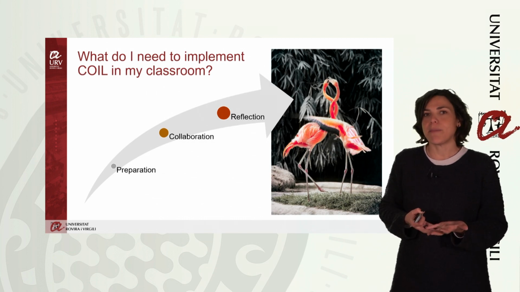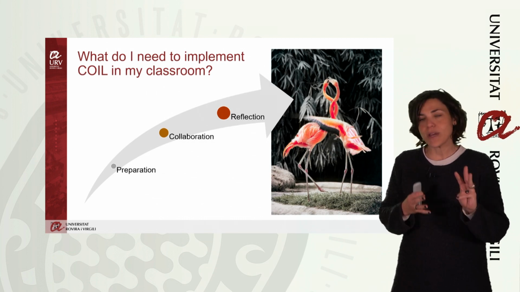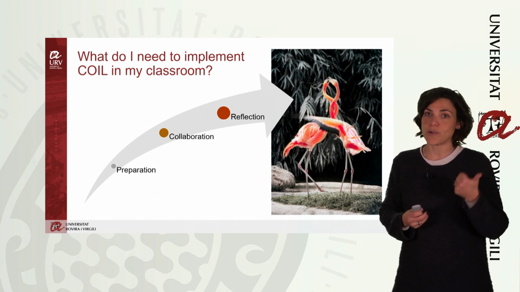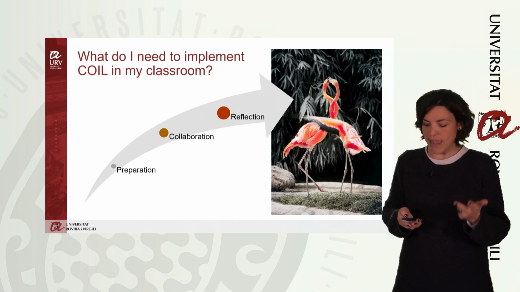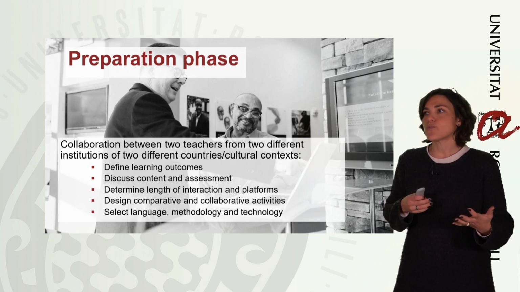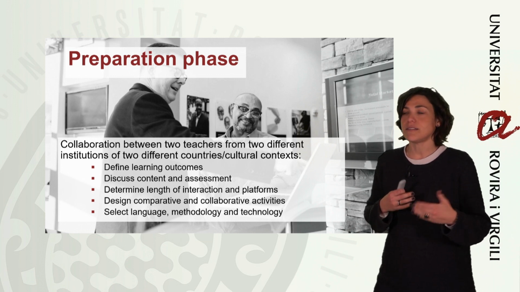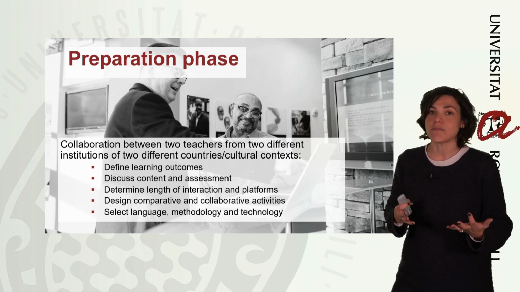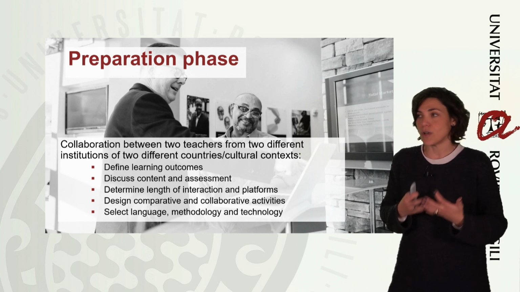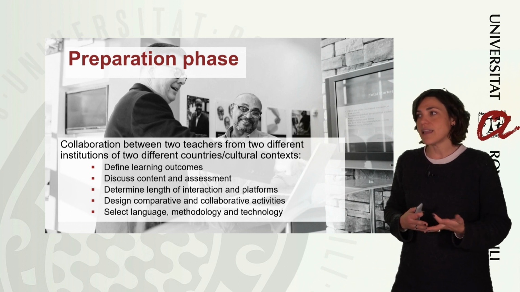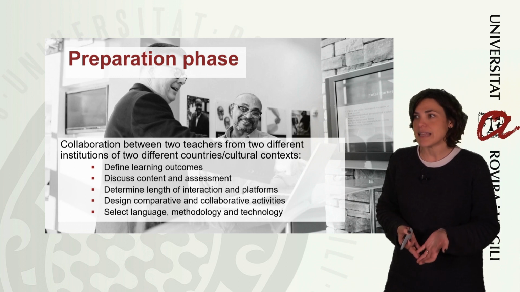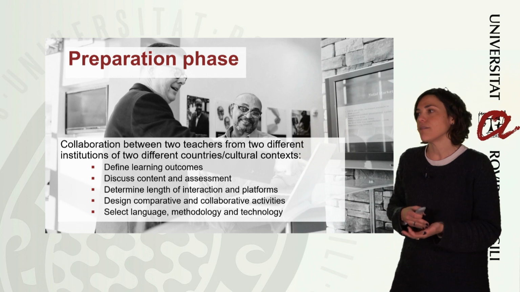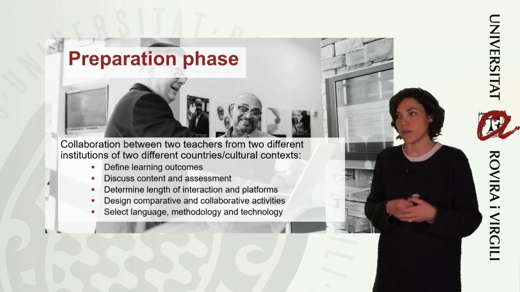What do I need to implement COIL as a teacher? So there are three very important phases: preparation, collaboration, and reflection. Preparation is where you meet another teacher from another institution and you define the learning outcomes that you want your students to learn. You discuss the content, how will they be assessed, you determine the length of interaction and the platforms that you will use.